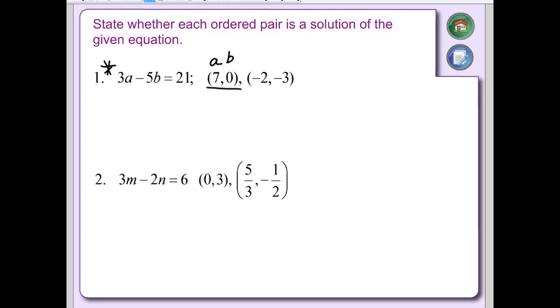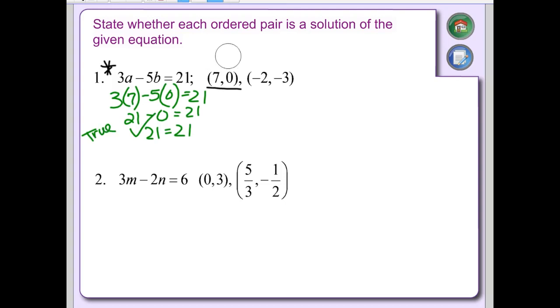Is 7, 0 a solution for 3a minus 5b equals 21? So we've got to fill in and substitute and evaluate. So we've got 3 times a, well, a is 7, minus 5 times b, b is 0, equals 21. So if we do the math, 3 times 7 is 21, 5 times 0 is 0. Hey, does 21 equal 21? Yes, we got a true statement. So we would say, therefore, that the ordered pair 7, 0, yes, it is a solution. So you're just going to basically plug in the numbers and say yes or no. Yes, it is a solution, or no, it's not.